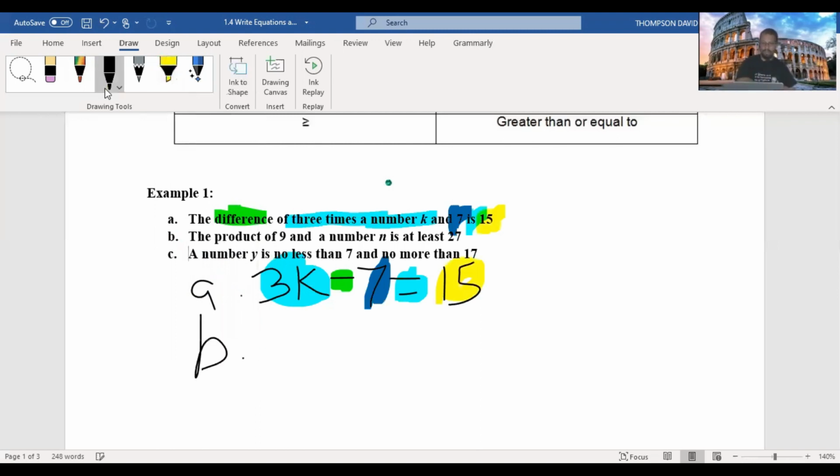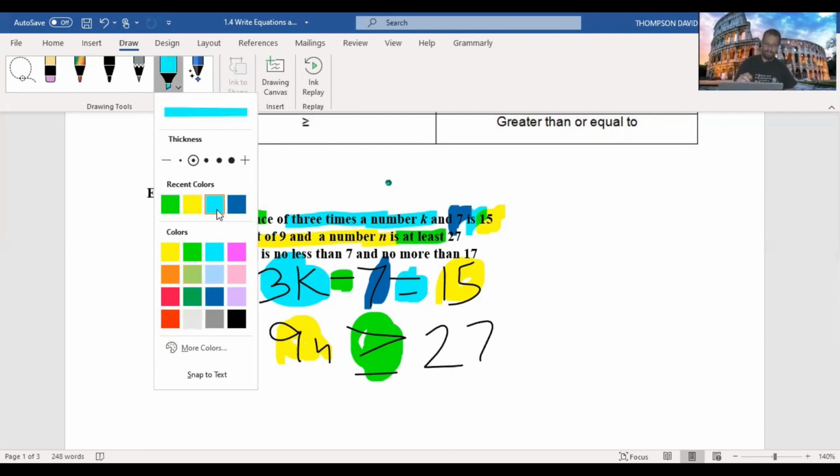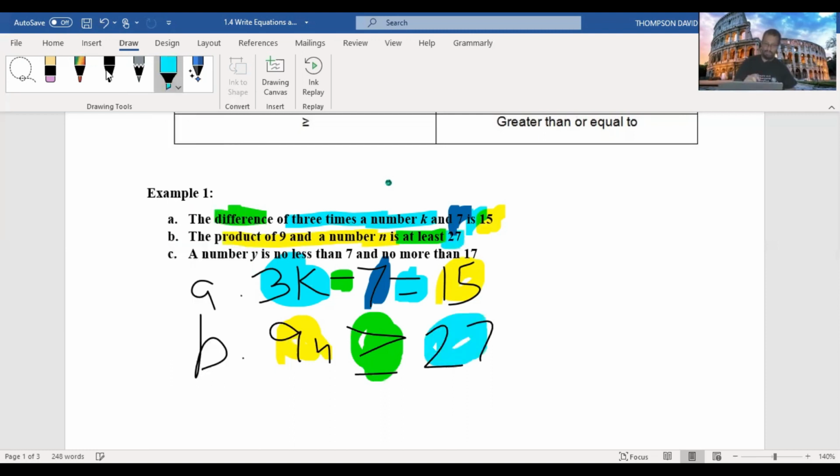Part B. The product of 9 and the number n is at least 27. So we'll highlight the product of 9 and a number n. So that's just saying 9n is at least, so it could be greater than, or could be equal to. So we'll say greater than or equal to 27. And we'll highlight the greater than or equal to sign in green and the 27 in blue, and we're done.